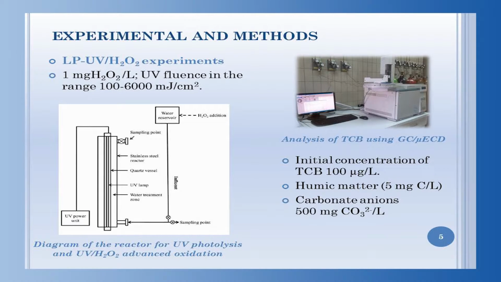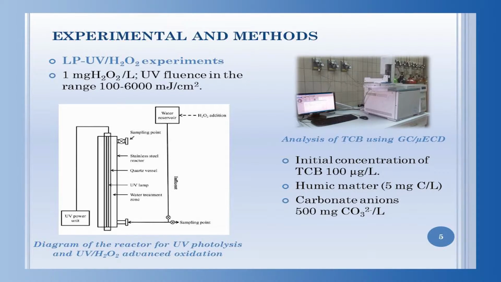On the slide you can see a conventional reactor which we used for these degradation experiments. It was a stainless steel reactor equipped with a quartz vessel with a UV lamp, a low pressure mercury lamp, and we applied a low hydrogen peroxide dose of about 1 mg per liter, with UV fluence from 100 to 6000 millijoules per square centimeter. The spike concentration of TCB was about 100 micrograms per liter. TCB was analyzed using gas chromatography with electron capture detection. Humic matter and carbonates were spiked into the synthetic water matrix, and we chose these concentrations to be similar to those which could be detected in natural groundwater bodies in the Vojvodina region.